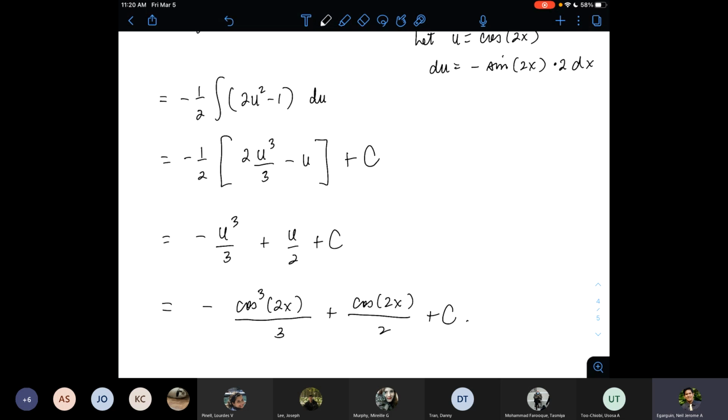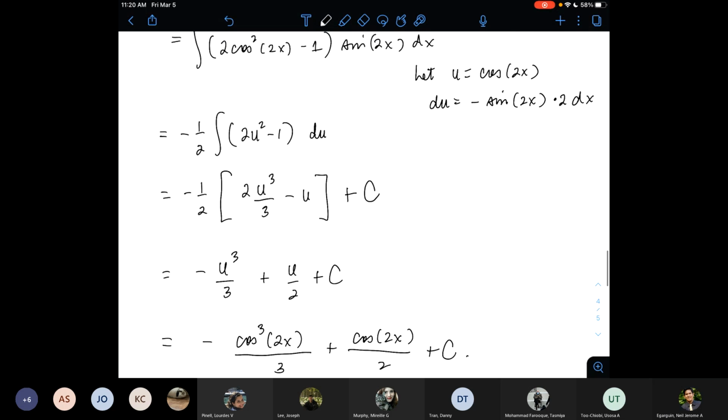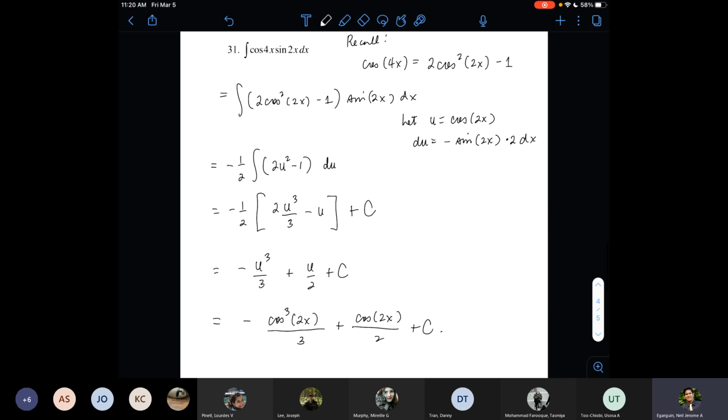Okay, guys, do you agree with the solution? And here you see the utility of those trig identities. Okay.